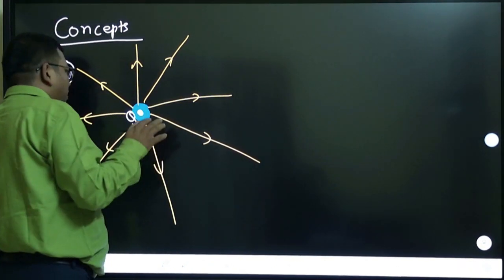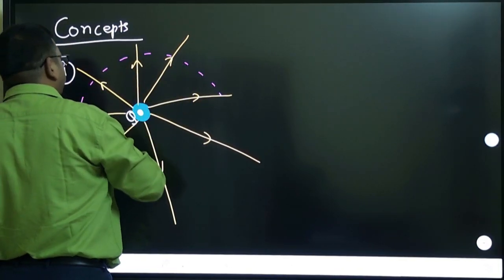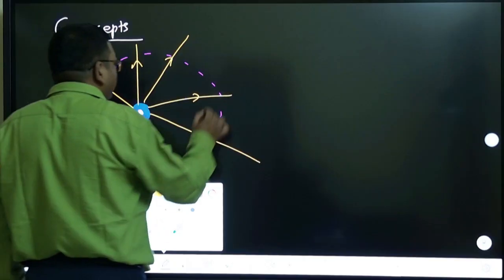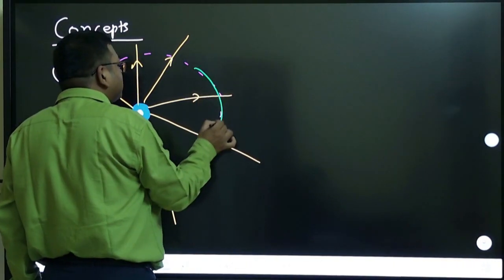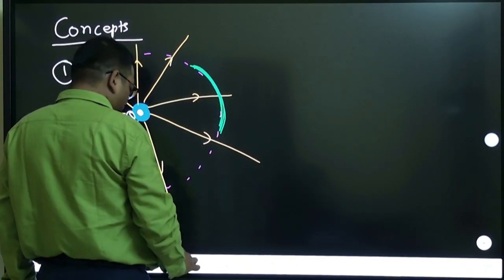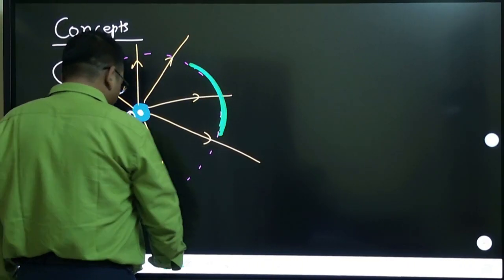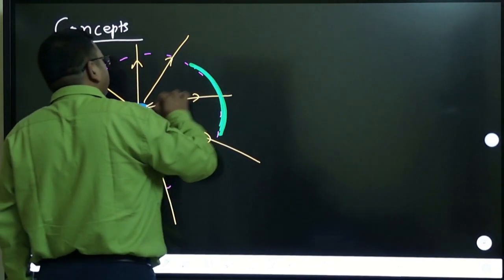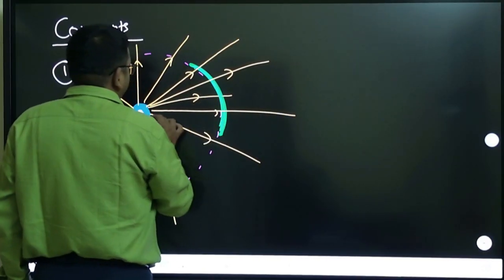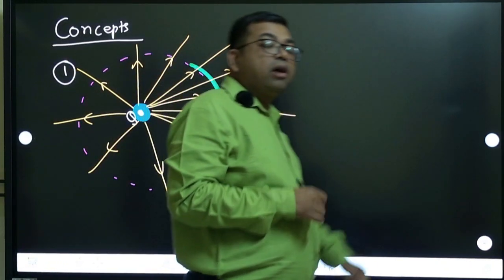Now suppose I am drawing a sphere. This is the center of it. Now suppose I take a portion of some sphere, like this is a portion of a sphere. On this portion of the sphere, some field lines will be crossing through it, right? Because so many field lines are crossing. What will be the flux through this portion? If I ask what is the flux through this portion, how will you calculate?